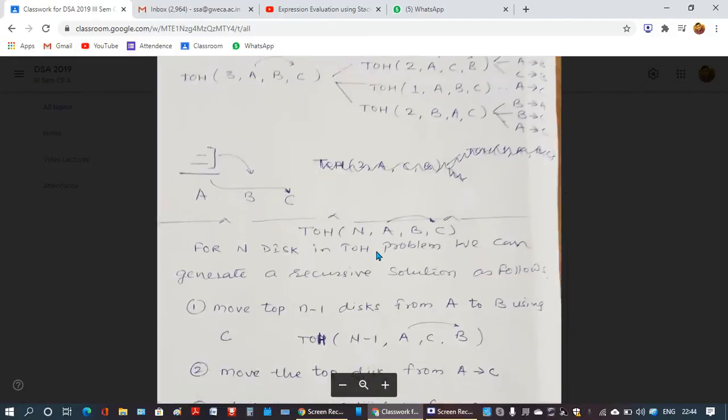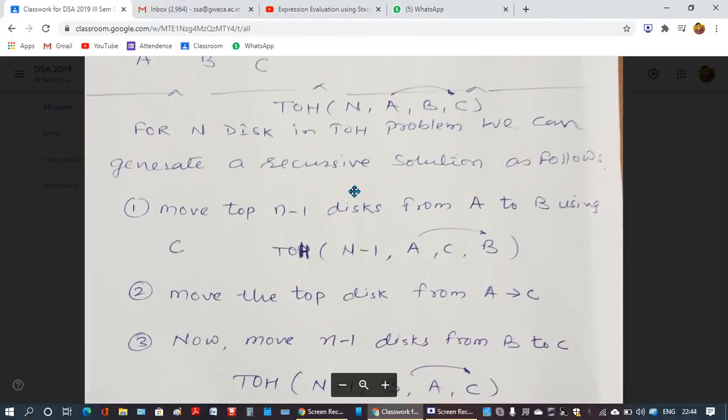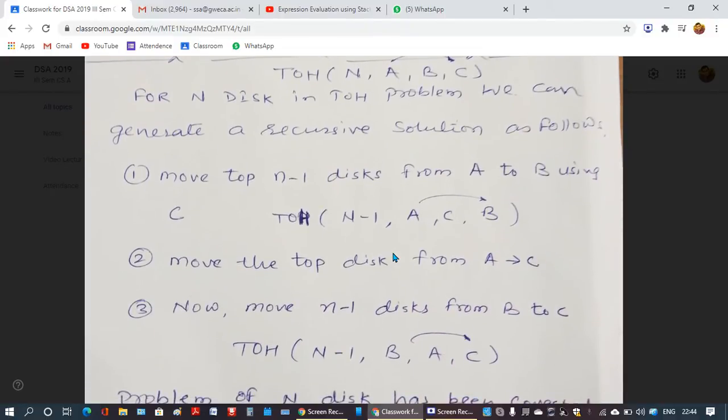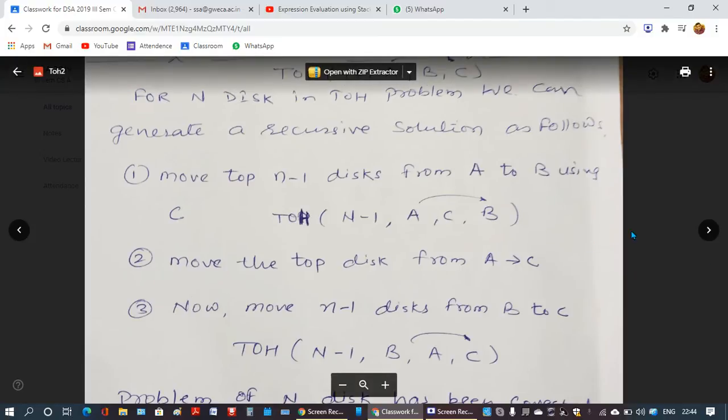Now we are interested in generating a general solution. General solution means if I have n disks, how can I shift those n disks from A to C using B? So see, this is a recursive solution, and you need to understand these steps.